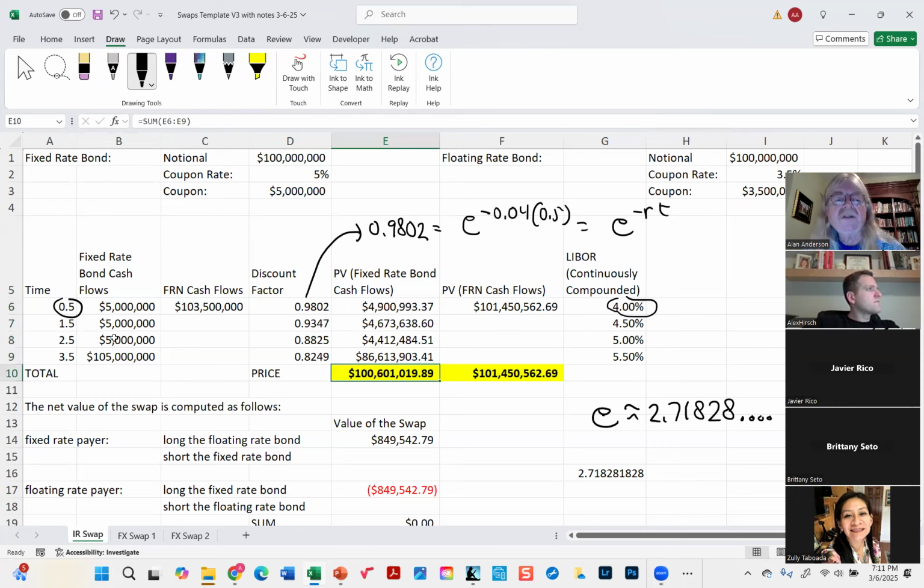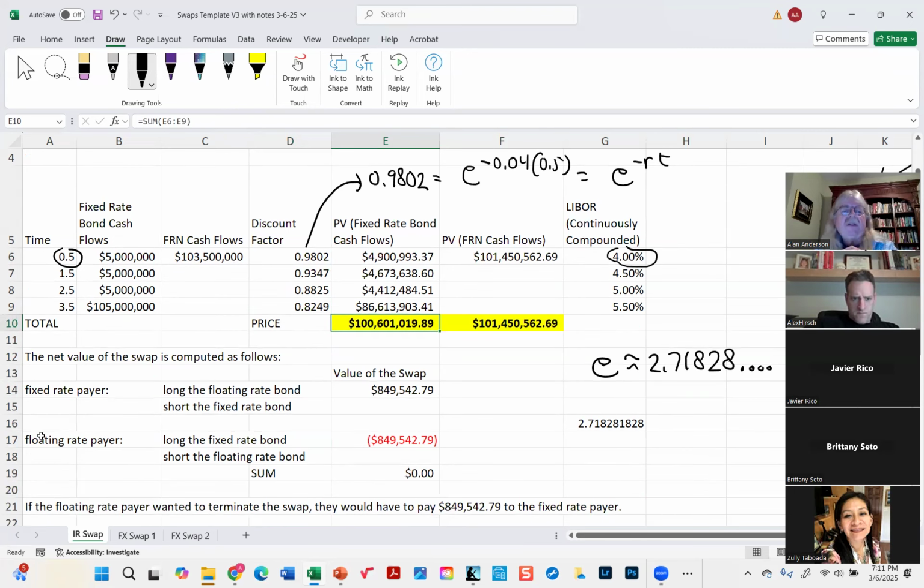When you add these up, you get the market price of this fixed rate bond. The floating rate note, we only have to deal with one cash flow. We calculate its present value, and there you go. Remember, I'm the one entering into the swap. If I'm the fixed rate payer, then I'm ahead because I'm receiving the floating rate cash flows and paying the fixed rate cash flows. The difference between the two is about $850,000. Fixed rate payer is equivalent to being the owner of the floating rate bond and the seller of the fixed rate bond. So therefore, I'm ahead.